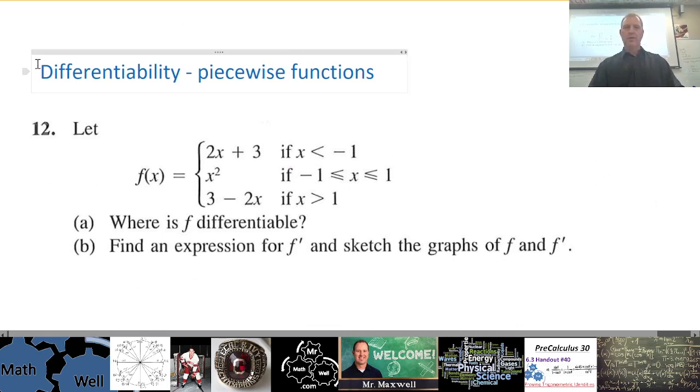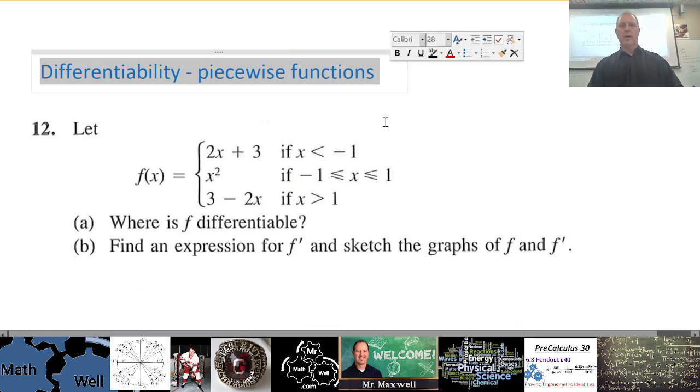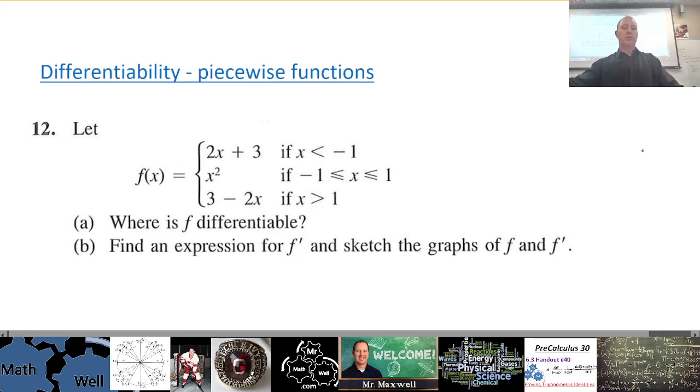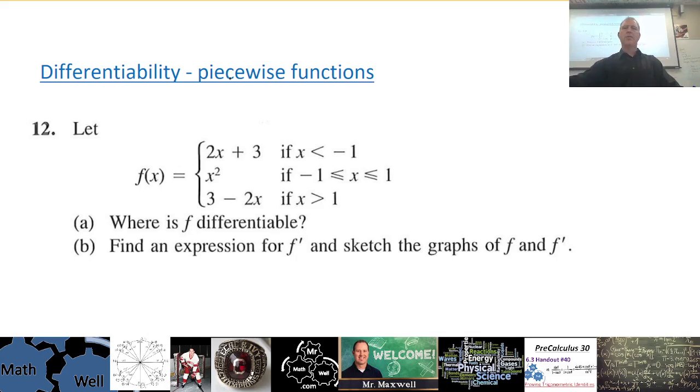Differentiability and piecewise functions. Okay, so number 12. And again, I'll get a start on this. We'll see how far we get with the class time we have. But just a reminder, when we talked the other day about differentiability, and you jotted this down in your notes, most continuous functions are differentiable everywhere on their domain. There are a few exceptions, right?